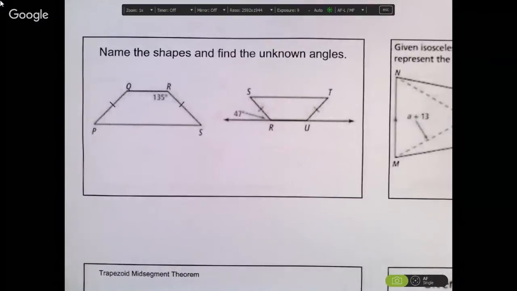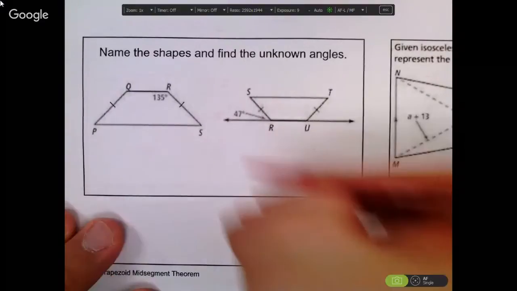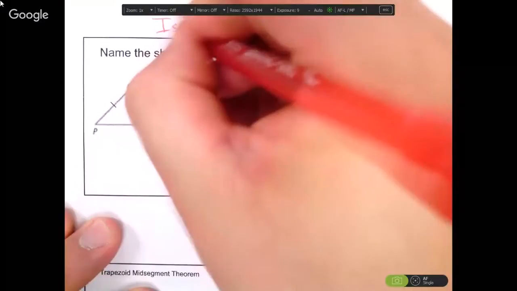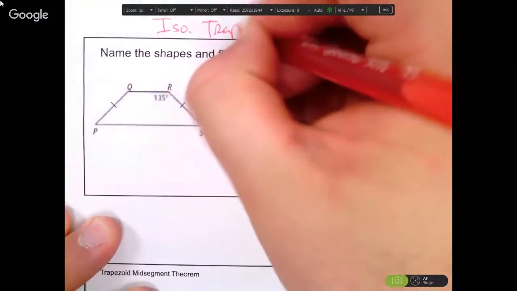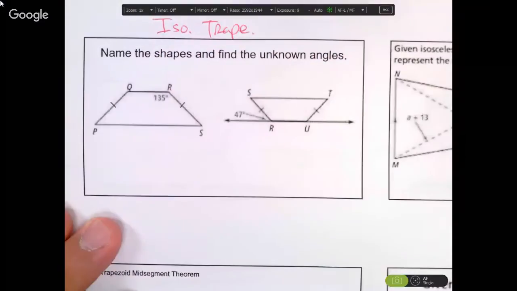Name the shape and find the unknown angle. So Hope's question was, will they always tell you the name of the shape? No, but they're going to make it pretty obvious what the shapes are. What are these shapes? Isosceles trapezoids.